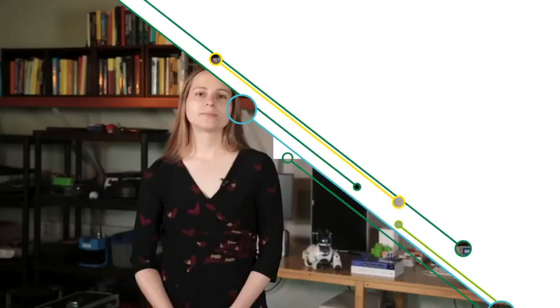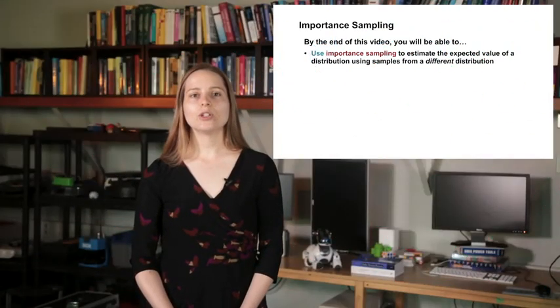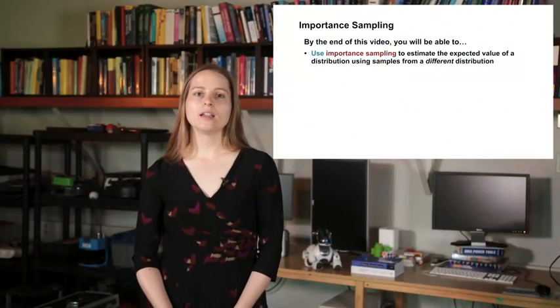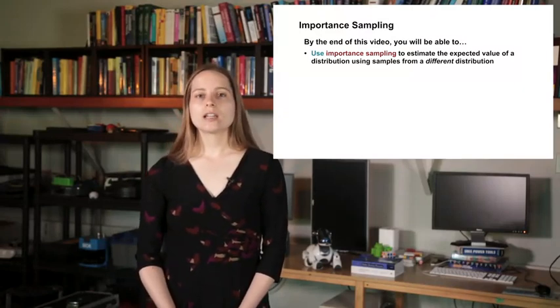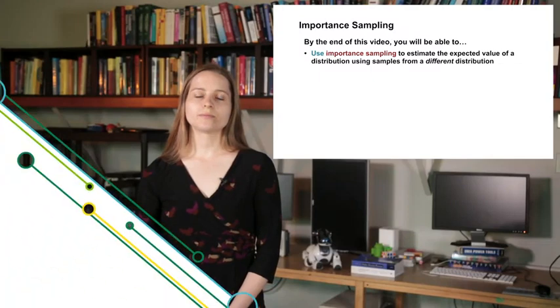Today, we will discuss importance sampling. As we will see in later videos, importance sampling allows us to do off-policy learning about one policy while following another. In this video, we will first describe how importance sampling works. By the end of this video, you will be able to use importance sampling to estimate the expected value of a target distribution using samples from a different distribution.